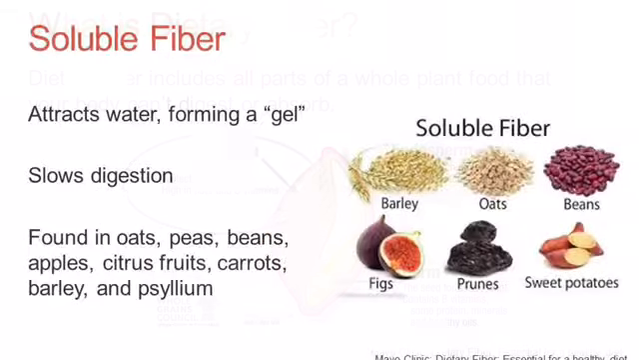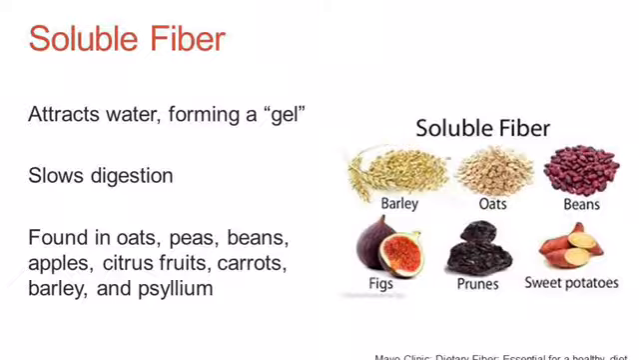So there are a couple different types of fiber, which we'll touch on here next, the first being soluble fiber. Soluble fiber attracts water during the digestive process, forming a gel, which actually slows down digestion, which is beneficial to our health for a variety of reasons, which we'll touch on later. So soluble fiber is found in things like oats, peas, beans, apples, citrus fruits, carrots, barley, and psyllium, which is commonly used in fiber supplements.